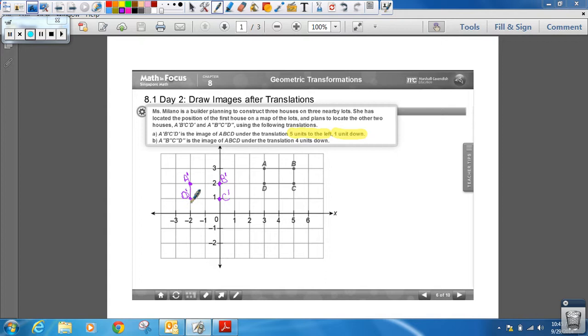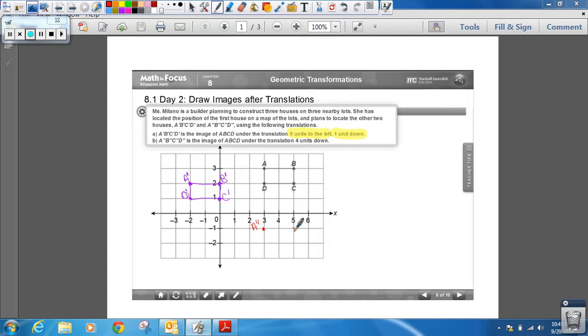Okay, and then I connect to make my second house. I'm going to change colors then to make my third house. And it says it starts with the A, B, C, D to make our image of A, B, C, D double primed. But all you're doing is moving it 4 units down. So I'm going to start at A and go 1, 2, 3, 4. That is A double primed, and make sure you label them correctly.